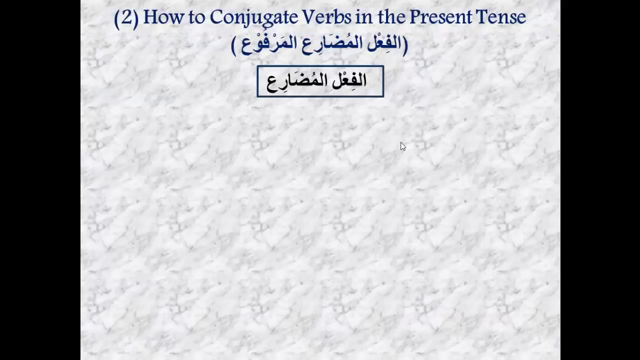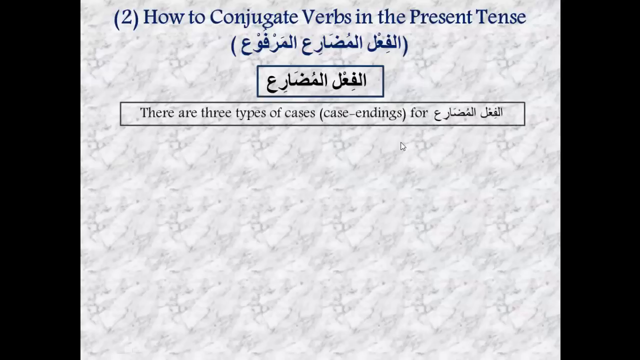Now, on to topic number 2, the main topic for today's lesson: how to conjugate verbs in the present tense, al-fi'l al-mudari'. To introduce al-fi'l al-mudari', there are 3 types of cases or case endings for it. And they are the marfu', mansub, and majzoom cases.